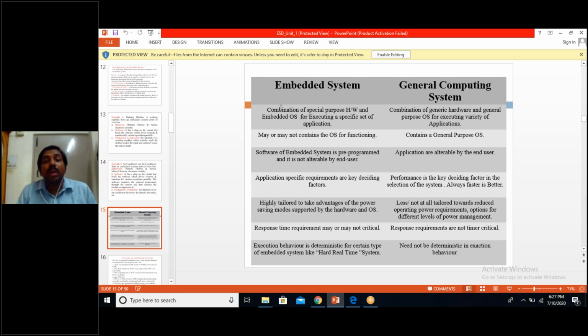Sometimes embedded system may or may not contain an OS, like an electronic toy. An electronic toy is having some program. That program is going to control the hardware, so it may not require an OS. But a general computing system such as a desktop PC, personal computer, contains an OS, and the program software of an embedded system is pre-programmed by the manufacturer. User cannot alter it. So you cannot alter the program given in an embedded system, whereas application softwares on a desktop PC are alterable. Okay, so you can install Unix, Windows as OS.